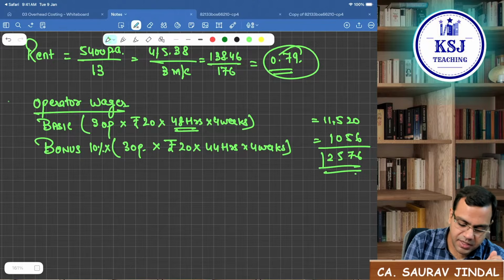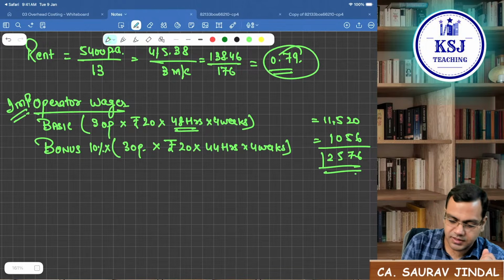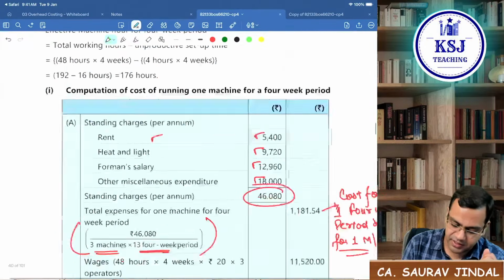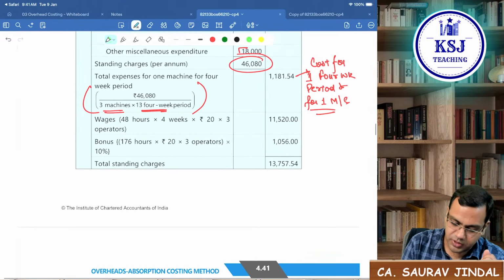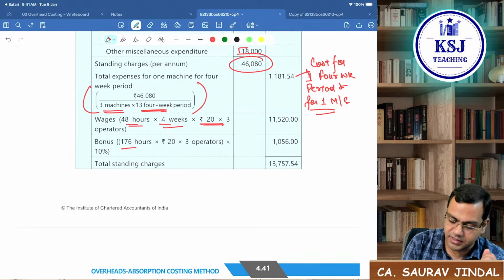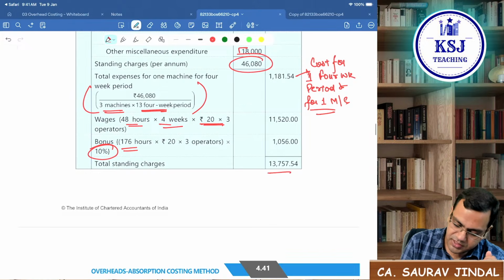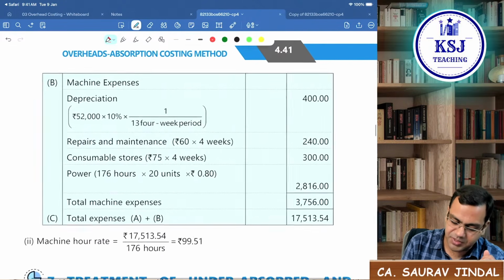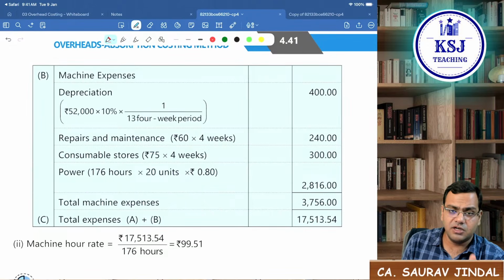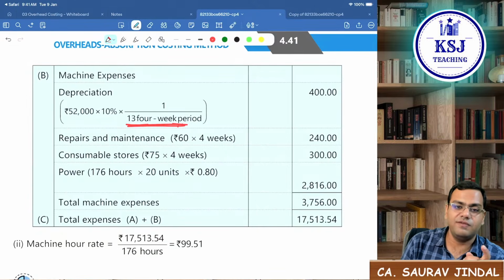So this is another important point here, the operator wages point. This is an important calculation, and this is what they have done here. Operator wages, bonus is there. They are paying a bonus here: 48 hours, 4 weeks, 20 into 3 operators, and here 10% of the productive time. Simple. So this will give you total standing charges. Machine expenses, depreciation is there. 10% of 52,000, 5,200 will be the depreciation, but that will be for the whole year. So divided by 13 4-week periods to get it for 1 4-week period, 400.